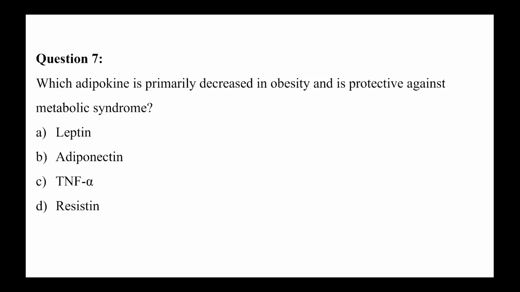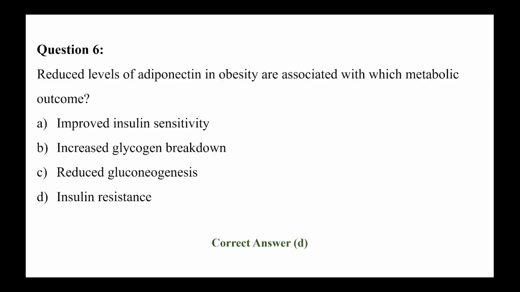You are saying option A. We just discussed which adipokine is decreased during obesity. The previous question actually mentioned the answer. It's option B, adiponectin. So, adiponectin is decreased during obesity, and that reduced adiponectin in turn causes insulin resistance. So, the previous question was actually giving the answer to this question, reduced levels of adiponectin in obesity.